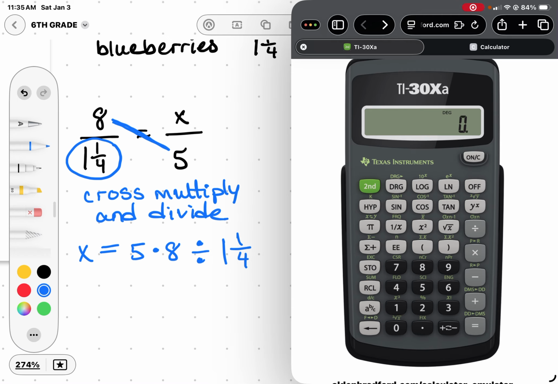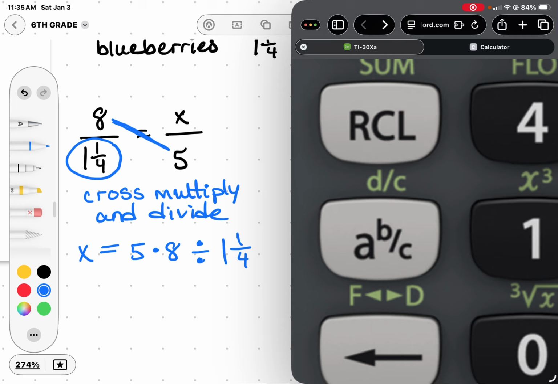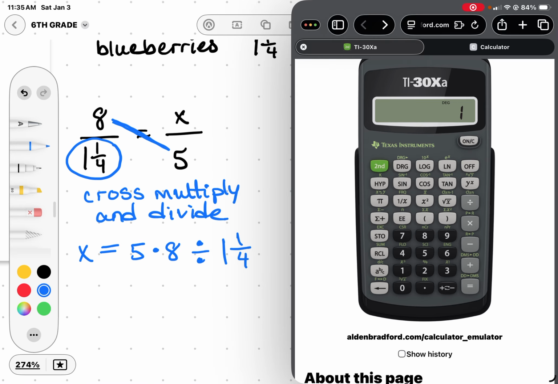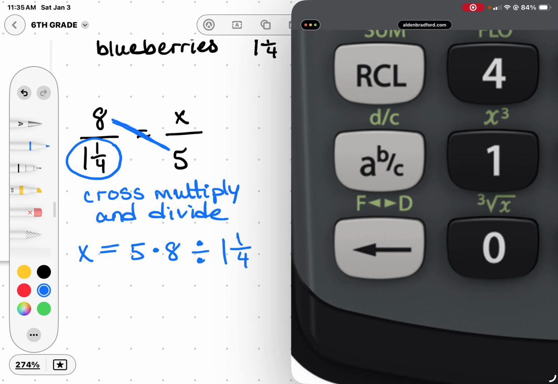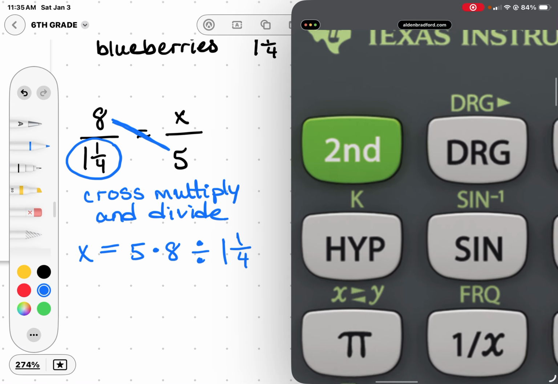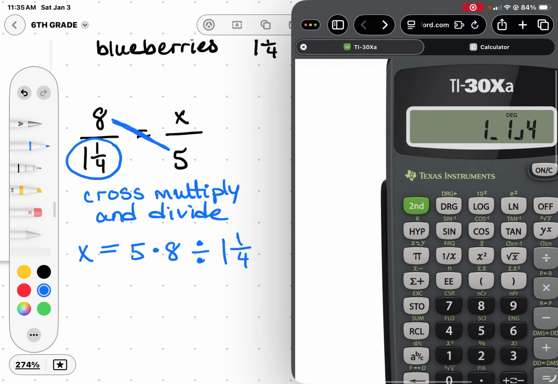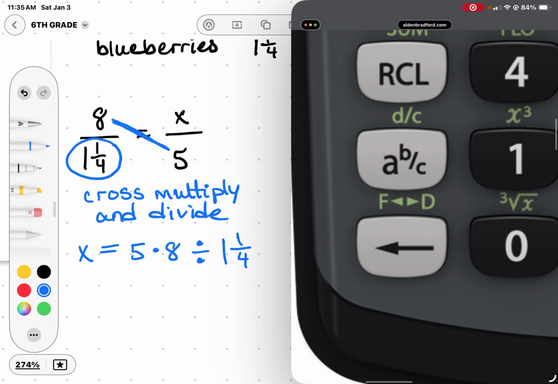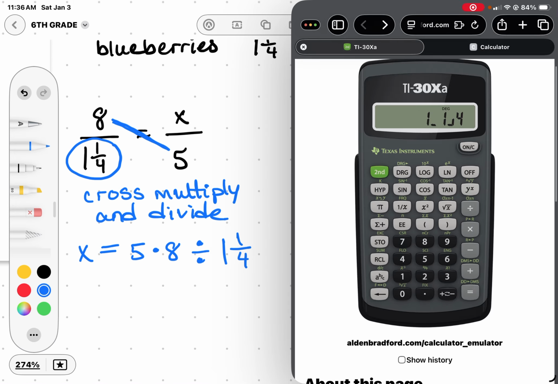Okay, so I'll show that one more time. The button that I'm going to be using here is this ABC button. So 1 ABC, 1 ABC, 4. That's 1 1/4. And I want to change it from a fraction to a decimal. So I'm going to hit the arrow button. But first, I have to hit the second button. The second button is how we get any of that green stuff that's above any of the buttons. If you want that to come up, you use the second button. So I'm going to hit second and then arrow, and it changes it to a decimal for me.